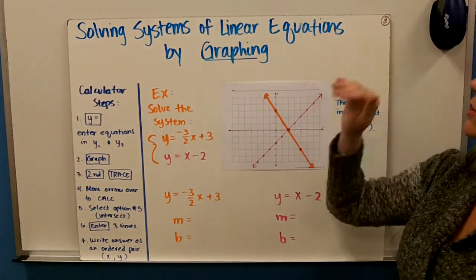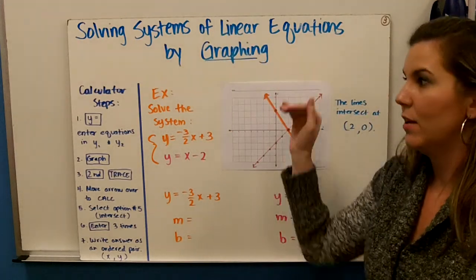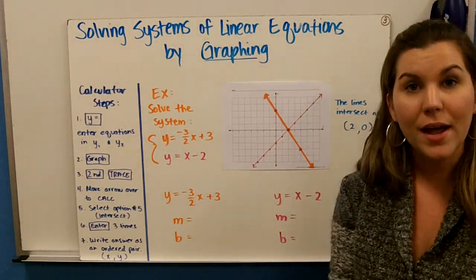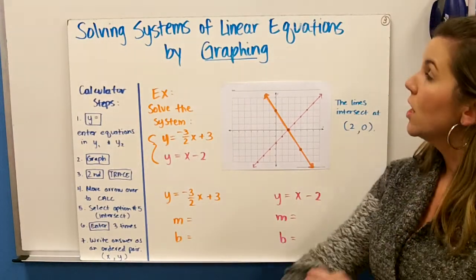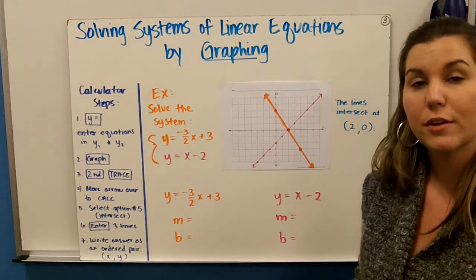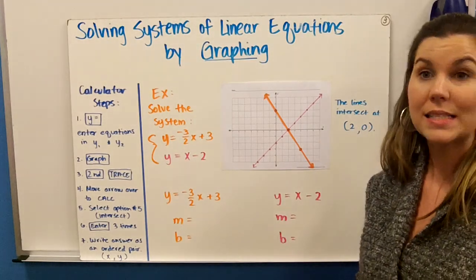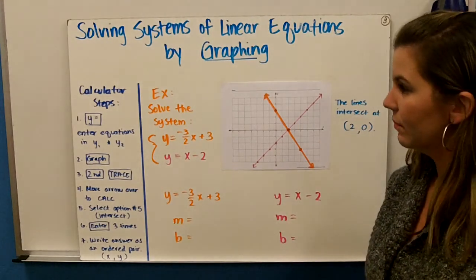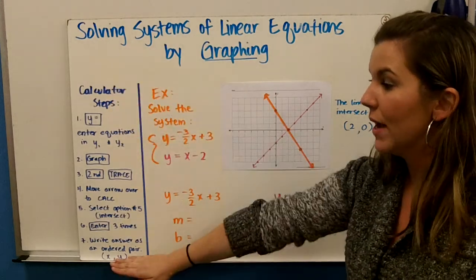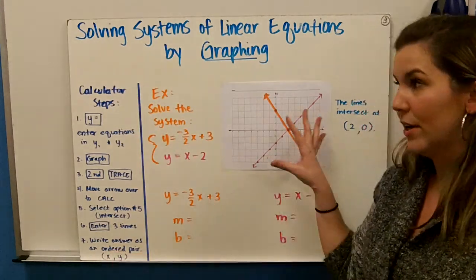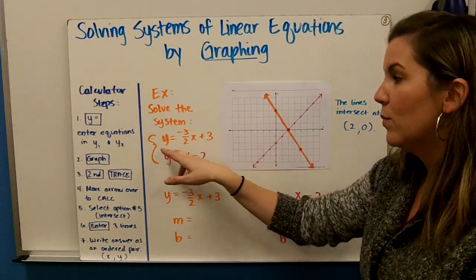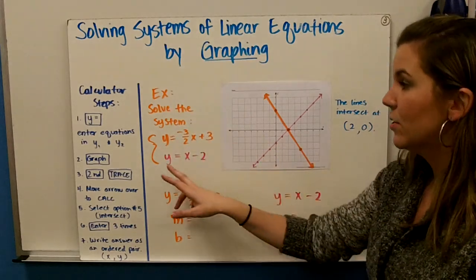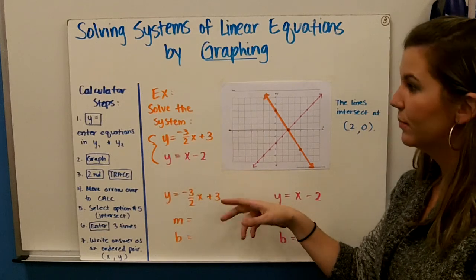Solving systems of linear equations by graphing. So you have to be able to graph linear equations, graph lines, and then to solve a system, you're simply looking for where the two lines intersect. Alright, I'm going to show you how to do the calculator steps after I go through this example. So, it'll say solve the system. You're given y equals negative 3/2 x plus 3 and y equals x minus 2.